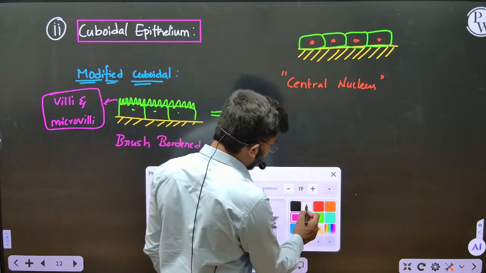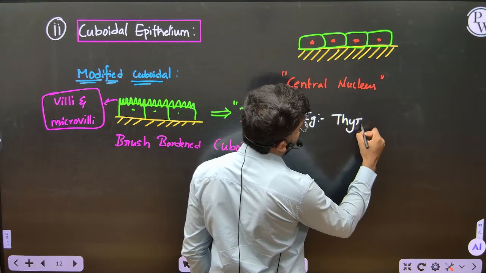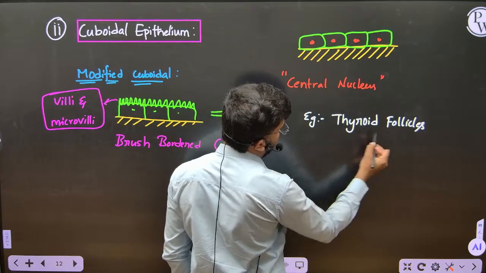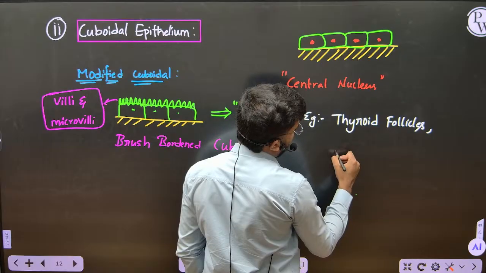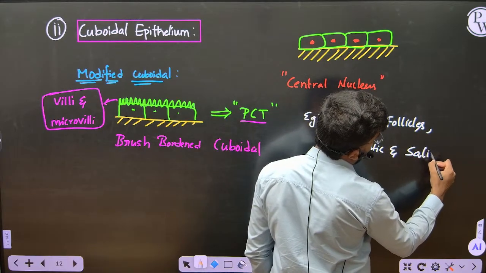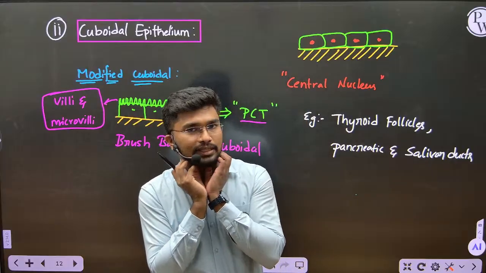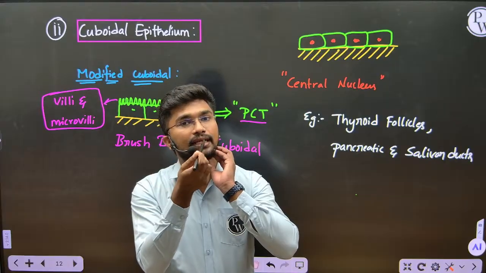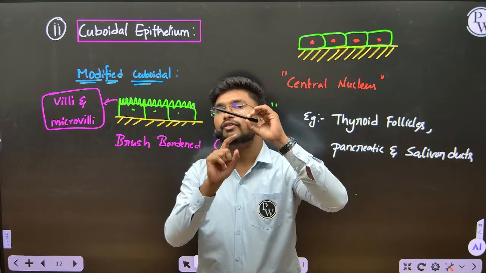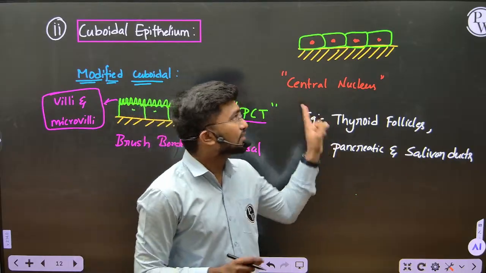Other examples, if you are noticing now: this cuboidal epithelium is also present in thyroid follicles. It is also present in pancreatic and salivary ducts. A small duct will be there, right? I will tell you. This is the salivary gland. The salivary gland is present outside the buccal cavity, but saliva is released into the buccal cavity, right? So from outside to inside, how is it possible? It is possible with the help of a duct. With the help of the duct, saliva is released into the buccal cavity. The small duct, if you notice, is made up of cuboidal epithelium.